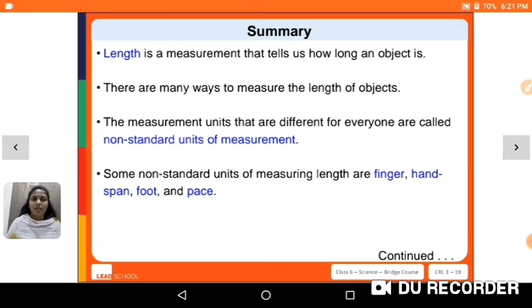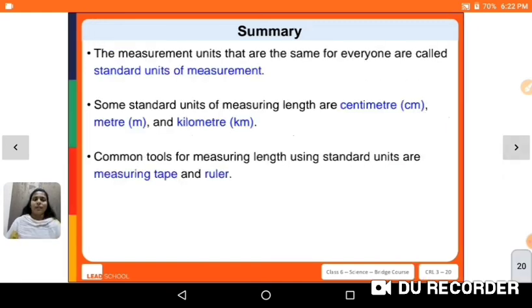So let's have a quick summary. Length is a measurement that tells us how long an object is. There are many ways to measure objects. Two types of units: non-standard units, examples of which are finger, hand span, foot and pace, and standard units that are centimeter, meter and kilometer. Common tools are measuring tape and ruler.